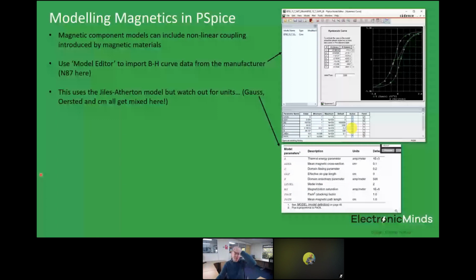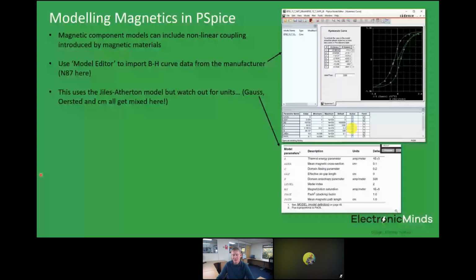This particular approach uses something called the Giles-Atherton model, which is a way to model nonlinear BH curves in magnetic materials. I won't go into the maths of that here because it's quite frankly very, very complex, but there are certain key parameters that, when you put the BH curve information in, like tabulated data here, this system will then extract to allow you to model it using the Giles-Atherton model. Do watch out though, if you do this with units, we got caught out with this a little bit. There's a mixture of Gauss, Oersted and centimeters all mixed together, so you need to make sure you're using the correct units there.